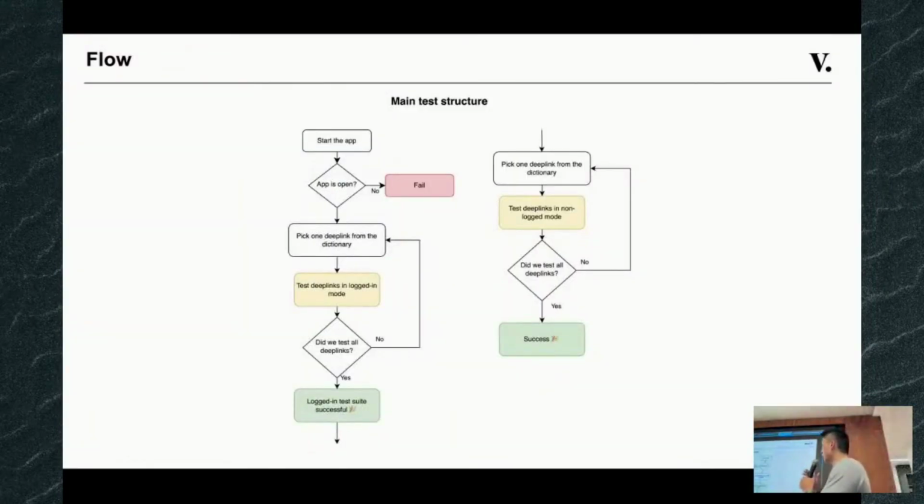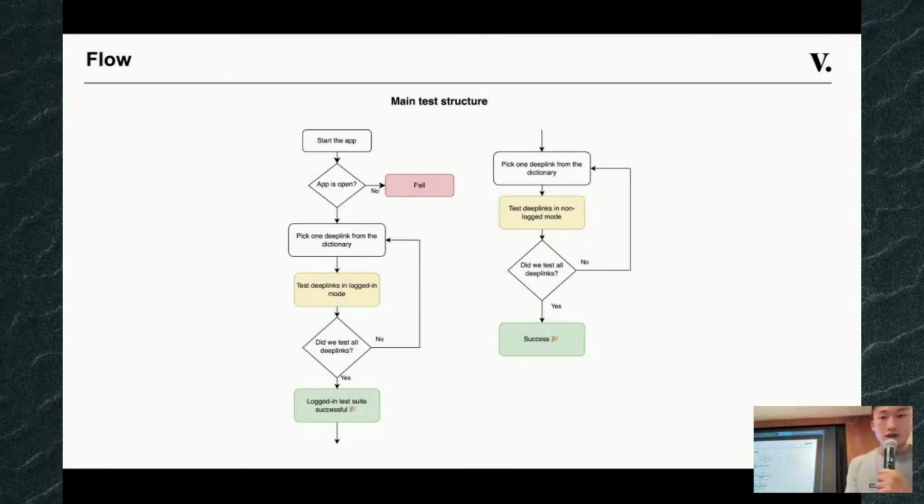Pretty simple. The main test structure is the following. We start the app, we check if the app is open. If not, then we cannot proceed. Then we basically have a for loop in our dictionary. So we first test each deep link in logged in mode until we test all of them. If we test all of them, then it's a good. Then we do the same, but in non-logged mode. If they all pass, then it's a success.